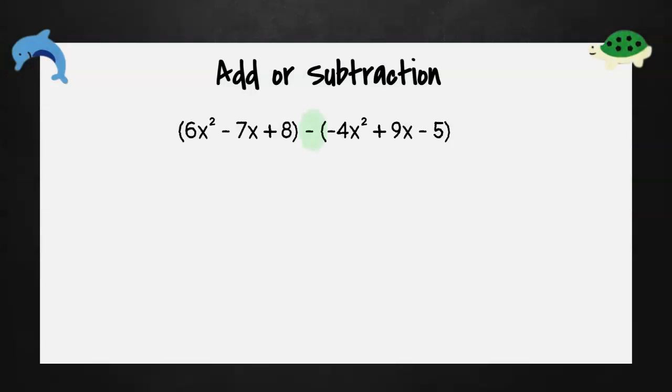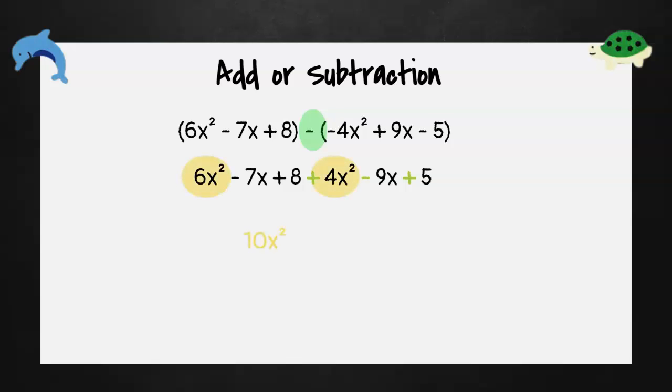In this question, you have to watch that you have a negative sign, so you are subtracting. What that does is change all the signs of all the terms in the second parenthesis. So notice that my negative 4x squared becomes a positive, my 9x becomes a negative 9x, and that negative 5 becomes a positive 5.